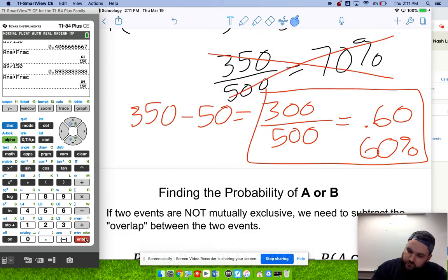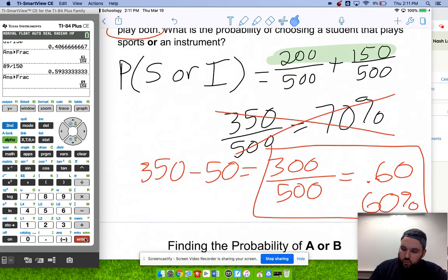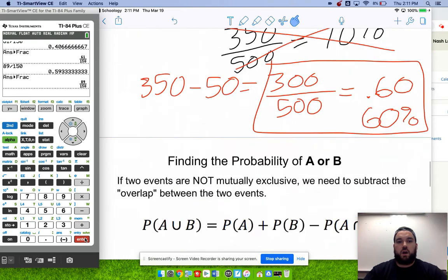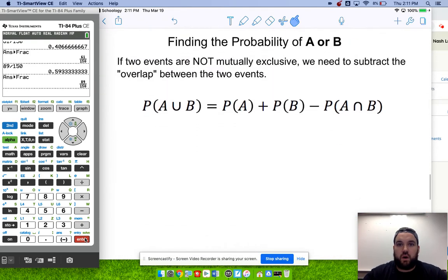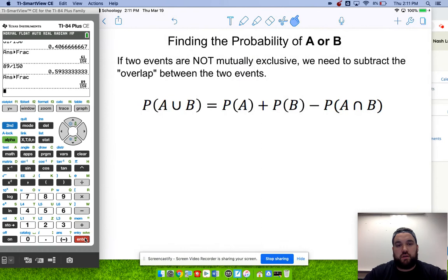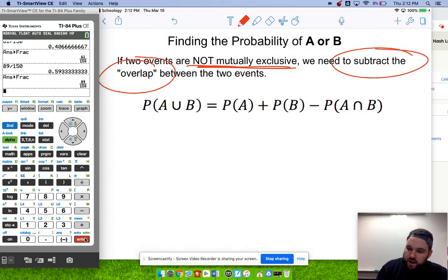Now, we're going to look at a definition of what we just did, but the idea is that if both events can occur, there has to be some sort of subtraction. Otherwise, you are double counting people. And sure enough, that's what we call you're subtracting the overlap.